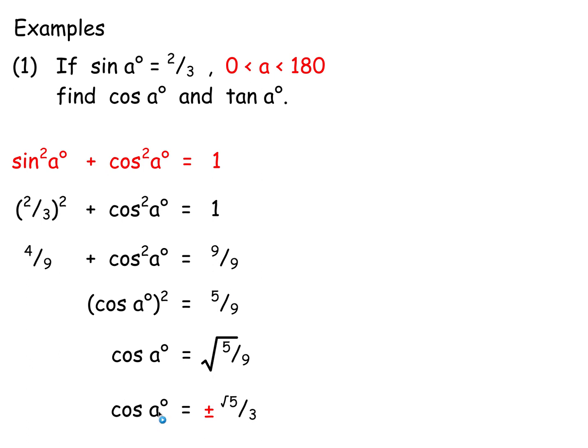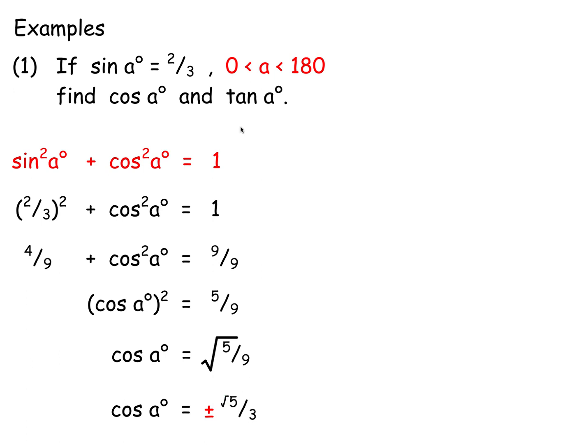And cosine between 0 and 180 is positive in the first quadrant, 0 to 90. And it's negative in the 90 to 180 quadrant, the second quadrant. So cosine A can be both positive root 5 over 3 in the first quadrant and negative root 5 over 3 in the second quadrant. That's the All Sine Tan Cos used for trig equations.